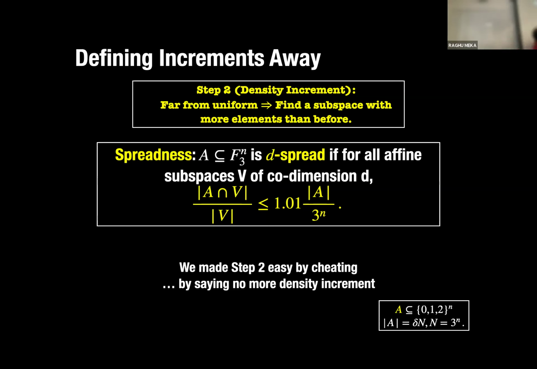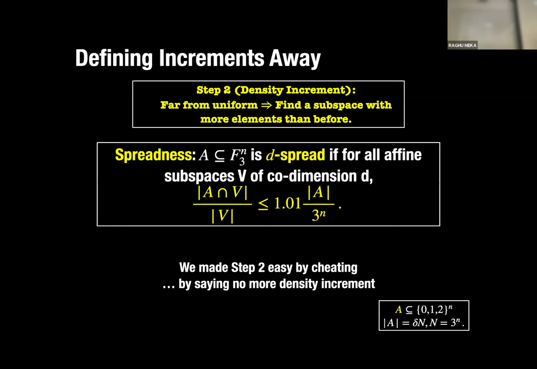This is the exact same thing. I want to say that I cannot use induction at all, or I'm at a stage where I cannot use induction. I have to work from first principles somehow. At what stage can I not use induction? Well, you have the starting set A, a subset of F3 to the n. If there is a big subspace where I have more elements than before, I should be going there and using induction. And this is saying there is no such subspace.